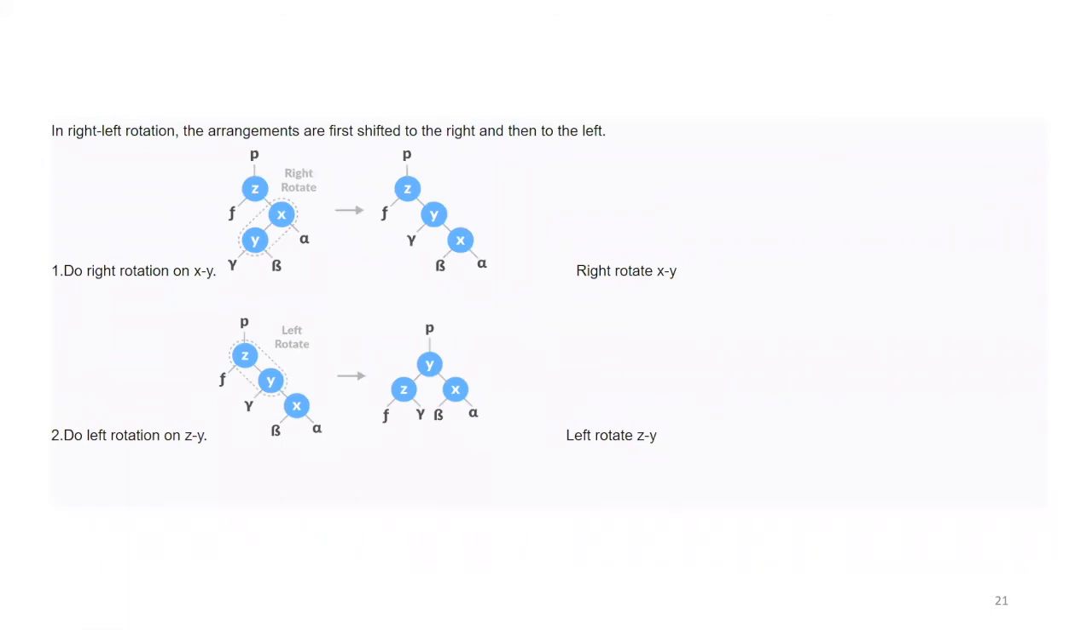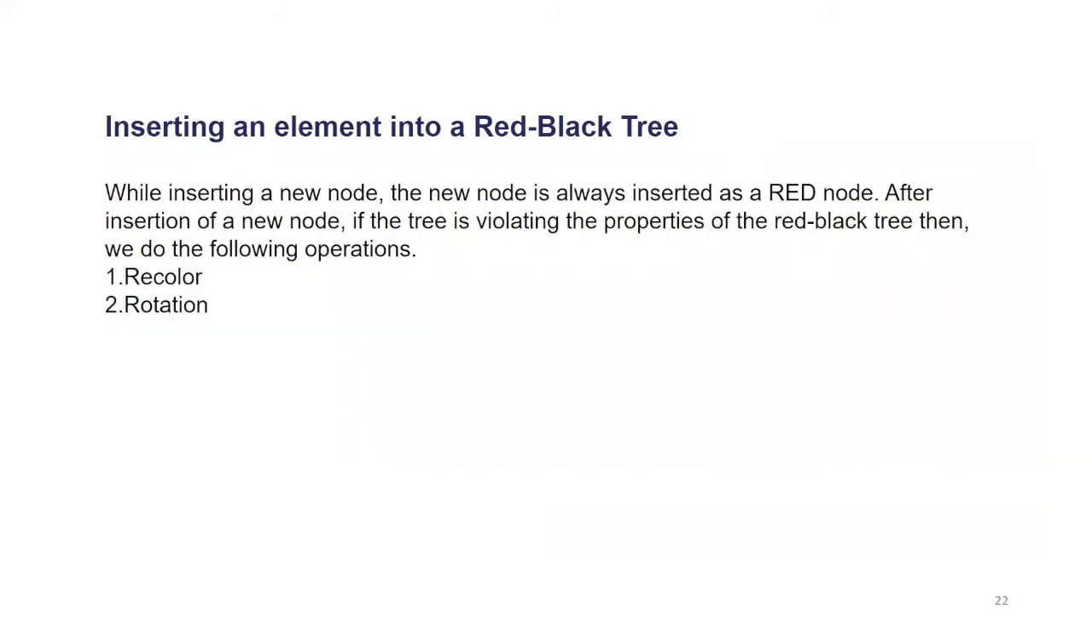This is similar to the opposite condition. First we have to right rotate, then left rotate in order to balance the tree. Now inserting an element into a red black tree.